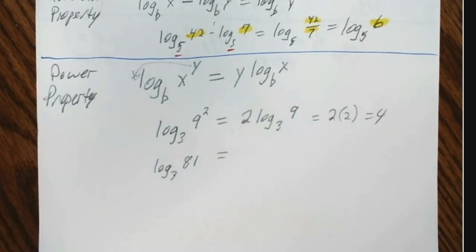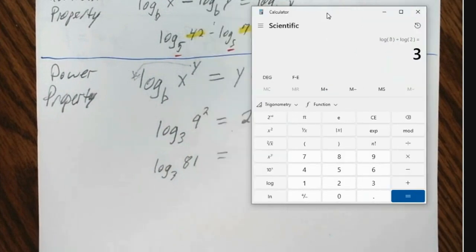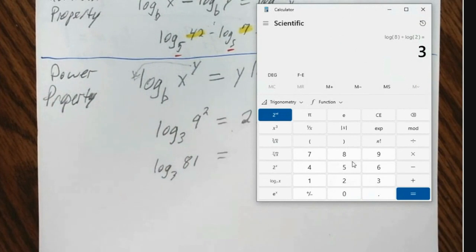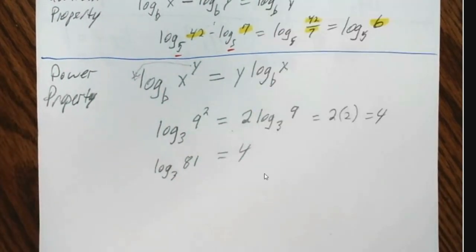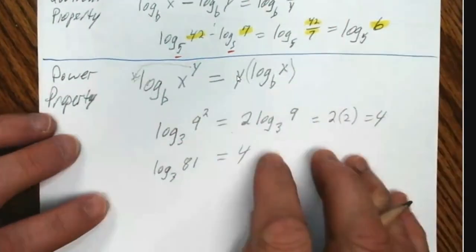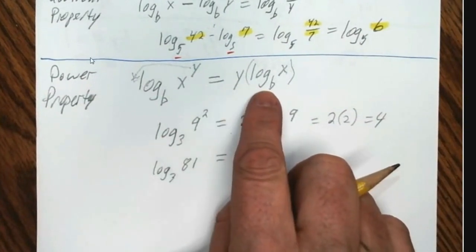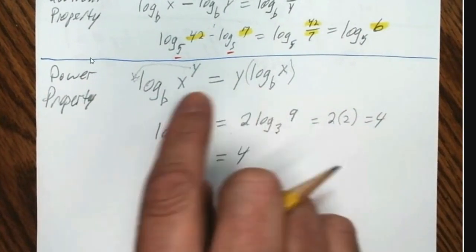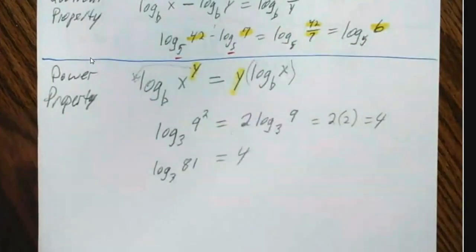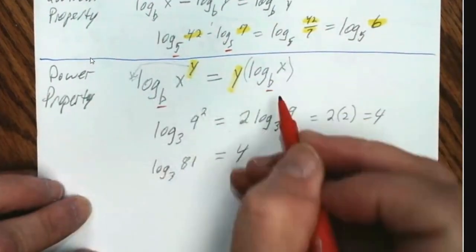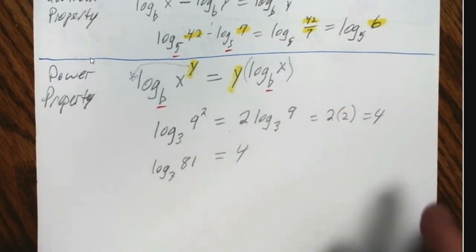Well, log 3 of 81, let's just check that out. If we go to the second button, 81 log base 3, it is 4. So this says anytime you have an exponent, you can just move that exponent up front and multiply by it. I can put it this way if it makes it a little clearer. Y times whatever the log is. That's a little different. The Y starts up here and it goes out front. And again, you keep the same base. So that's the power property.